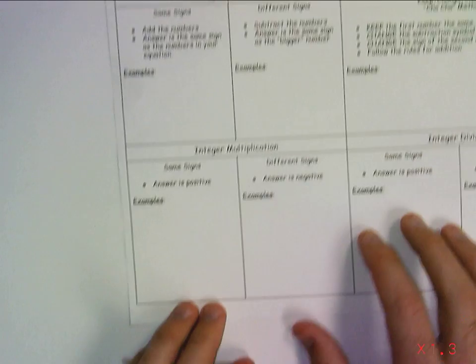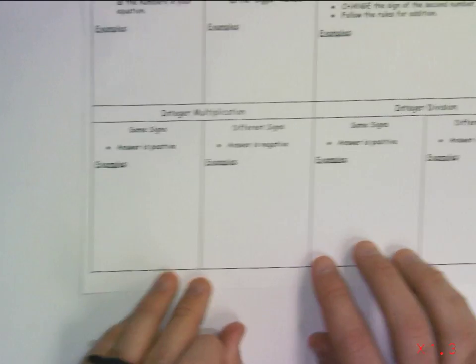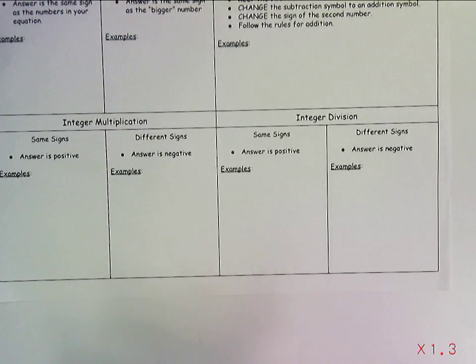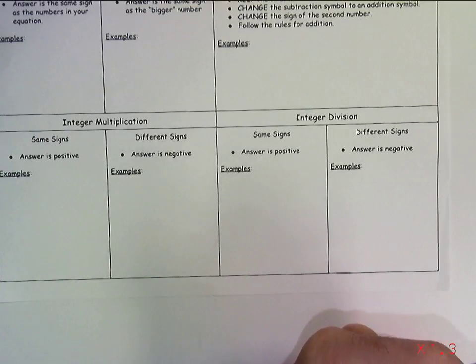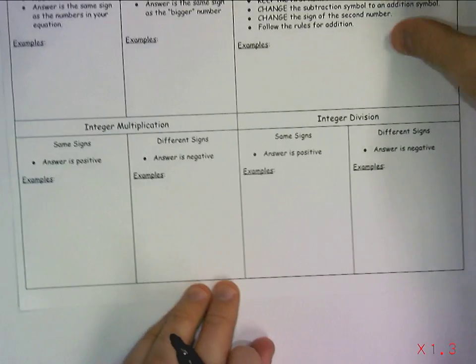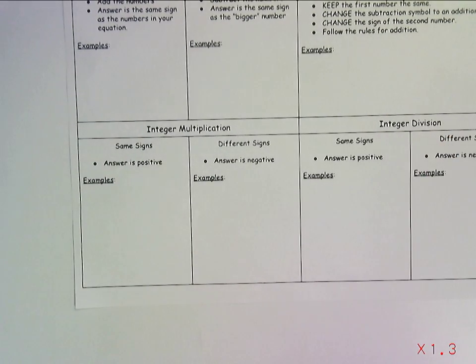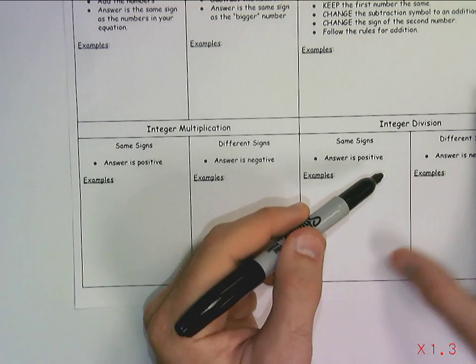Moving on then to integer multiplication and integer division. Now these are probably two of the easiest integer operations that you can do, simply because the rules are a lot less complicated. Again, the examples you can put down here in both the integer multiplication and integer division.